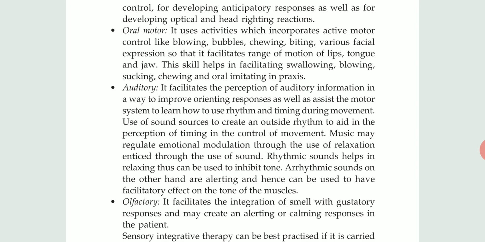Auditory input facilitates the perception of auditory information in a way that improves orienting responses as well as assists the motor system to learn how to use rhythm and timing during movement. Sound resources are used to create an outside rhythm to aid in the perception of timing in the control of movement. Music may regulate emotional modulation through relaxation induced by sound. Rhythmic sounds help in relaxing, thus can be used to inhibit tone. Arrhythmic sounds, on the other hand, are alerting and hence can be used to have a facilitatory effect on the tone of the muscles.